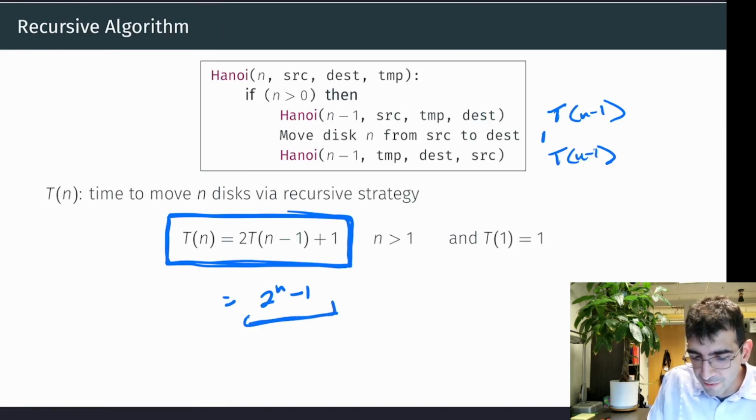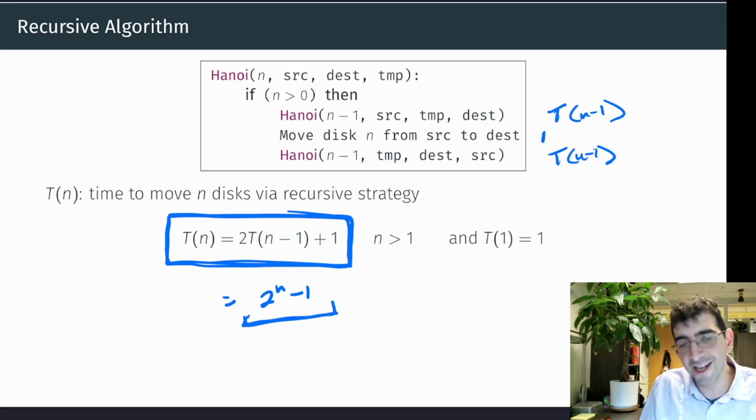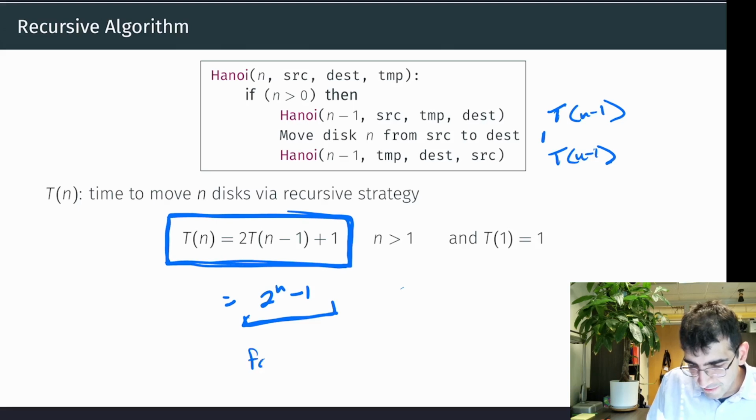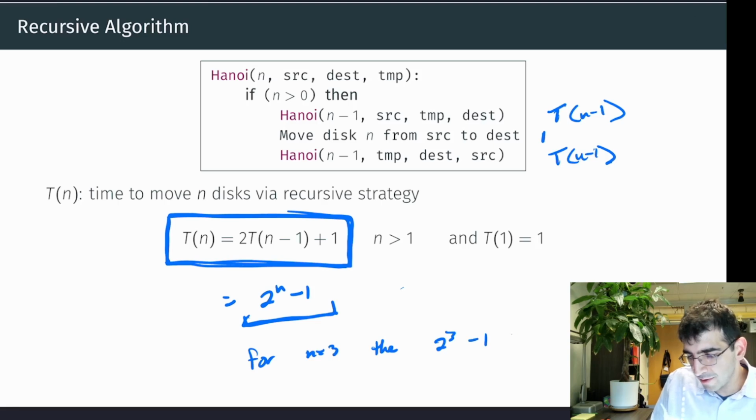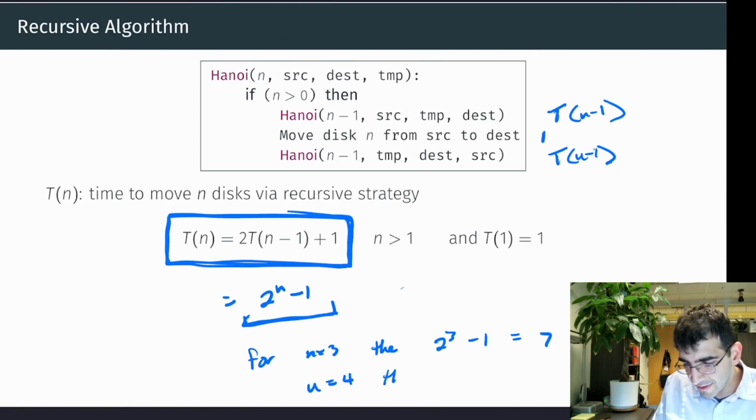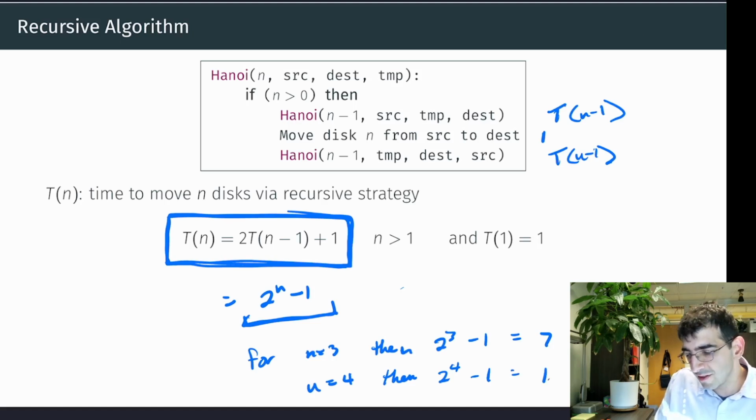That is how many steps it would take to do the Tower of Hanoi problem. So if n is 3, that's not too bad. If there are only 3 disks, then it is 2 to the 3, which is 8, minus 1, which is equal to 7. Not too bad. However, if n equals 4, then 2 to the 4 minus 1 is 16 minus 1, which is equal to 15. A bit more, right?